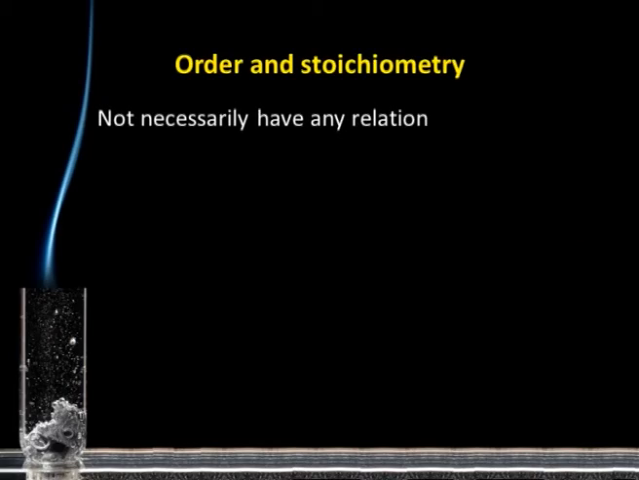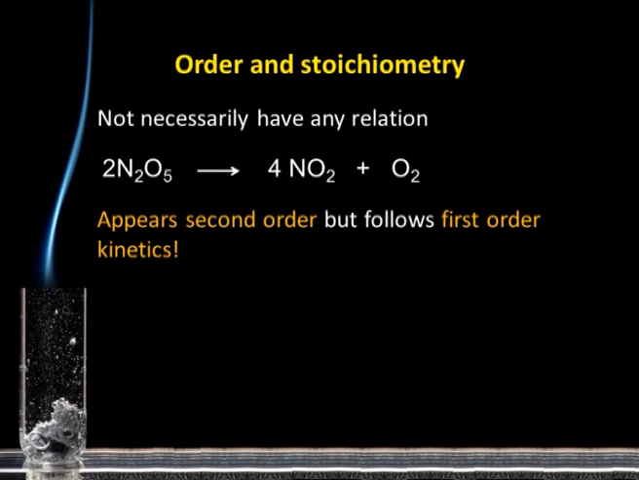So far, we have seen examples of first order, second order, and zero order reactions. Now, is there any relation between order and stoichiometry? Look at this example. It tells us it is not necessary. If you look at the reaction here, 2N2O5 giving you 4NO2 plus O2, it appears to be a second order reaction, but follows first order kinetics.